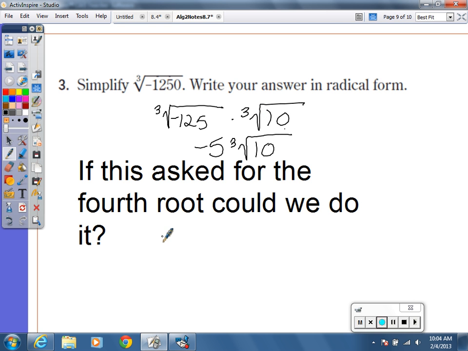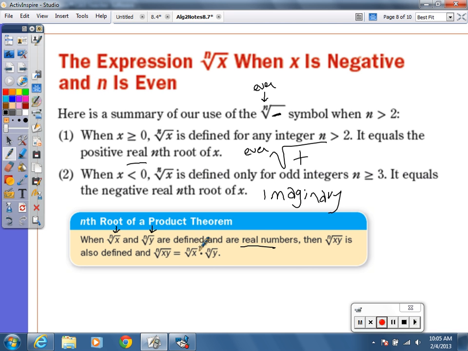If it said the 4th root, could I do it? No, I couldn't break that down because there's no such thing as a 4th root of a negative. It won't be real. Y equals x to the 4th looks like this. Negative 1250 would be down here. It's not real, and this rule just says if they are real numbers and defined.